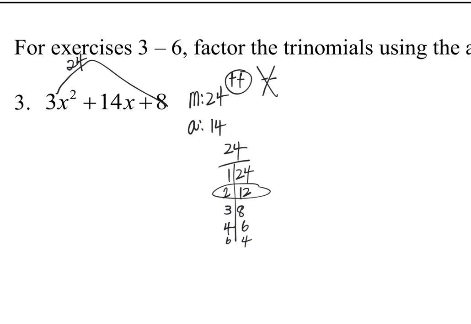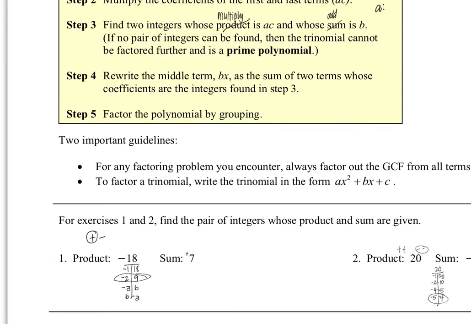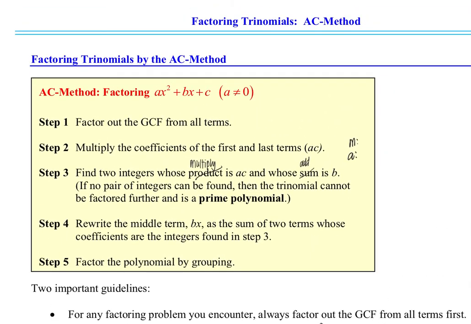The next step, and you might want to follow along in the steps up here. So far I've looked to see if there is a GCF, and there's not always a GCF. In step 2, I've multiplied A and C. In step 3, I have found the two integers that multiply to give me AC but add to give me B.